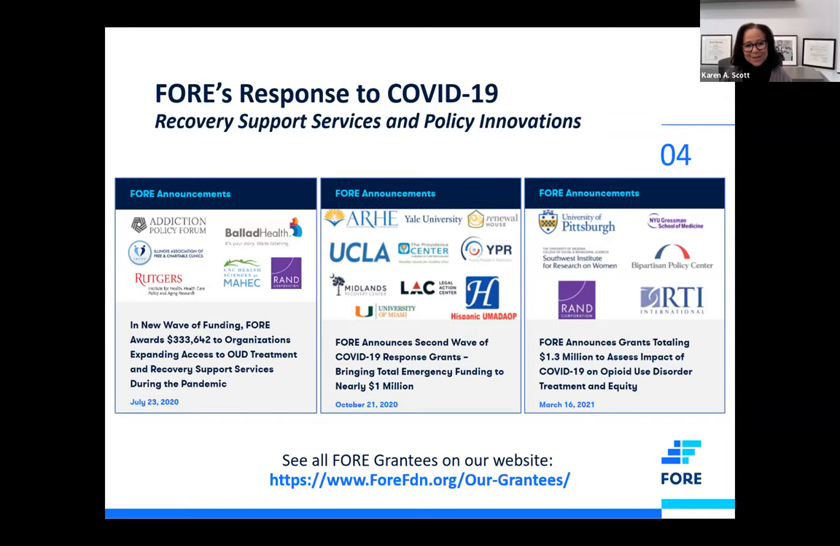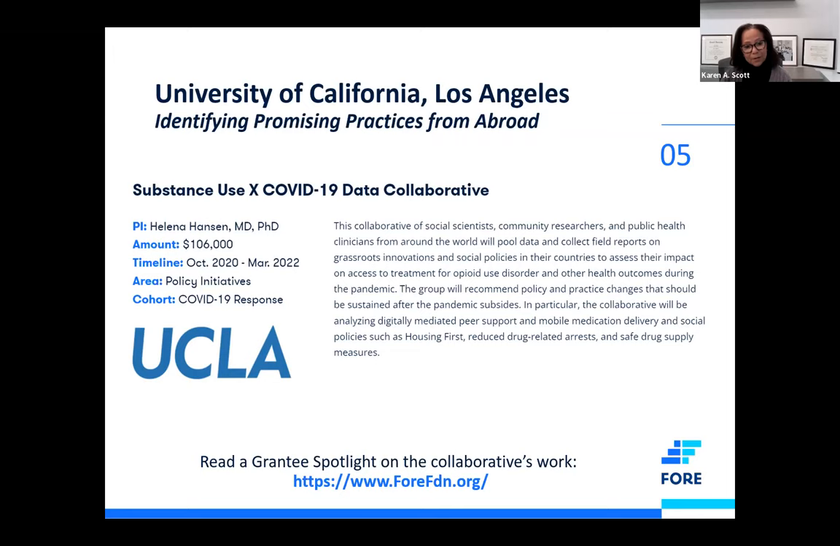Helena Hansen and the Substance Use and COVID-19 Data Collaborative based at UCLA. This international collaborative of social scientists, community researchers, and public health clinicians have been pooling data and collecting field reports on grassroots innovations and social policies from around the world during the pandemic. The collaborative's work to date now culminates with the release just yesterday afternoon in a special supplement to the American Journal of Public Health, focused on 12 manuscripts and opinion pieces, drawing lessons and data from this work around the world.